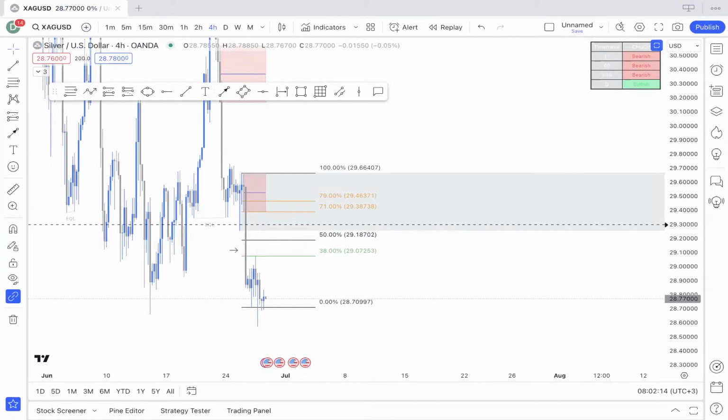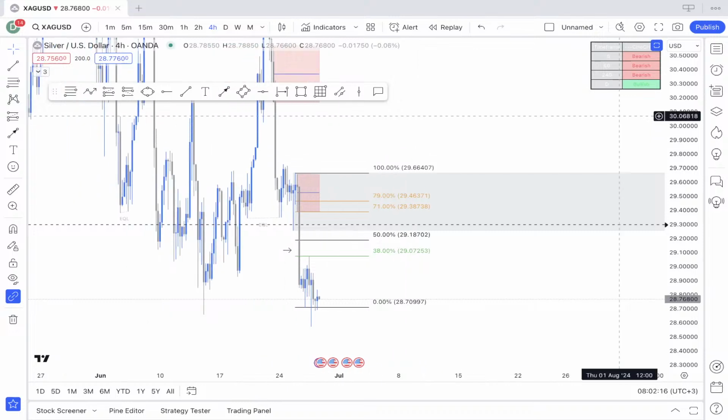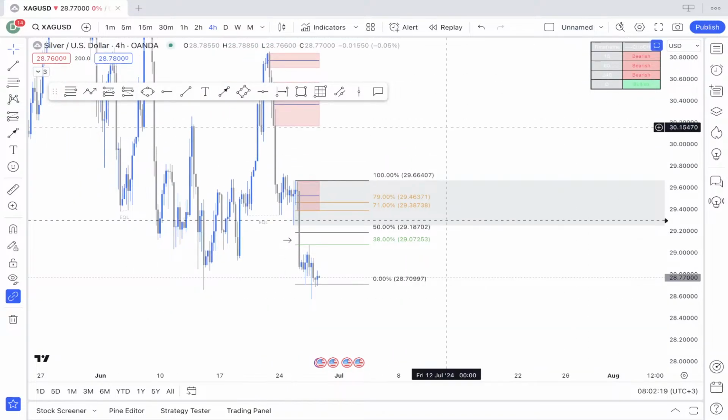And yeah, that's that for the metals analysis. As always, if there are any other questions, make sure to reach out on Discord.